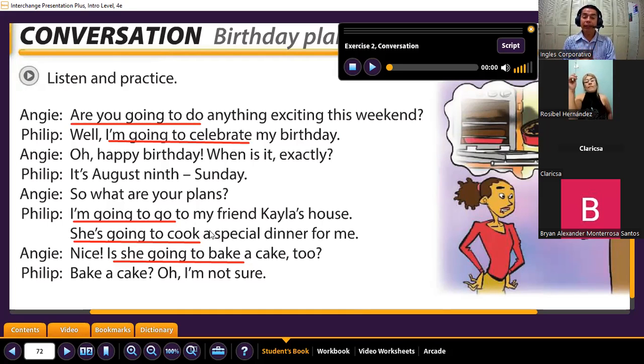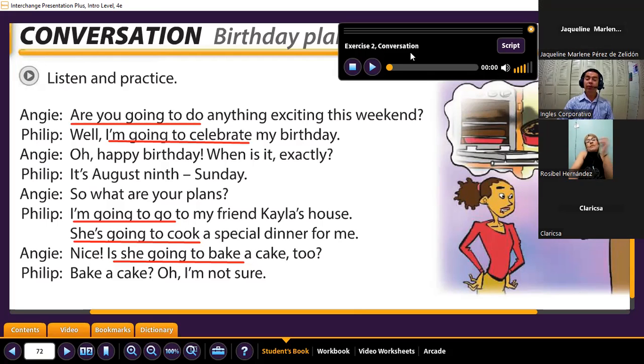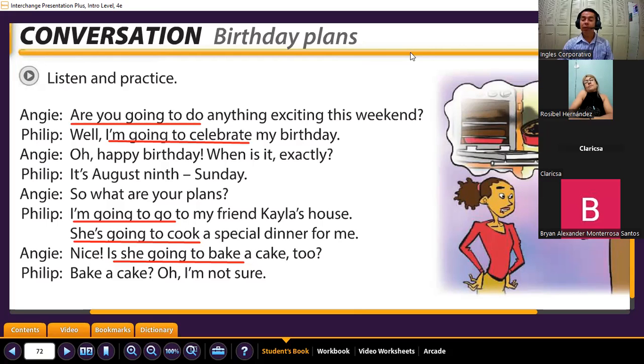But now let's practice the conversation. I will ask for volunteers. I need an Angie and a Philip. Thank you, Jackie. And anybody else? Rosy, thank you. Jackie, you are Angie. Rosy, you are Philip. Ladies and gentlemen, directly from Hollywood, California, we introduce tonight Rosy and Jacqueline. Go ahead. Action.